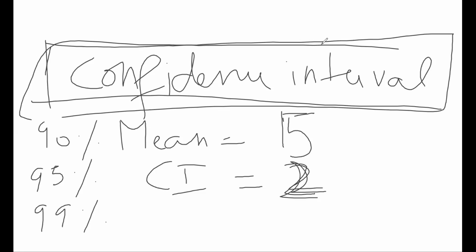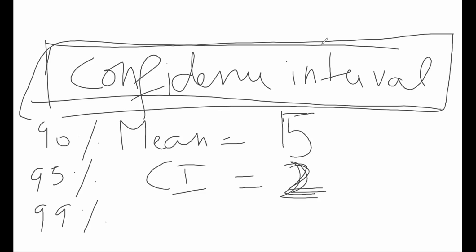And in case of 99%, we will say that we are 99% sure that our result would fall in this range only. So the more our confidence, like 90%, 95%, 99%, the fewer chances there are that we are making any type of error. So type 1 error, that is a false positive error, would decrease as we increase the confidence interval.